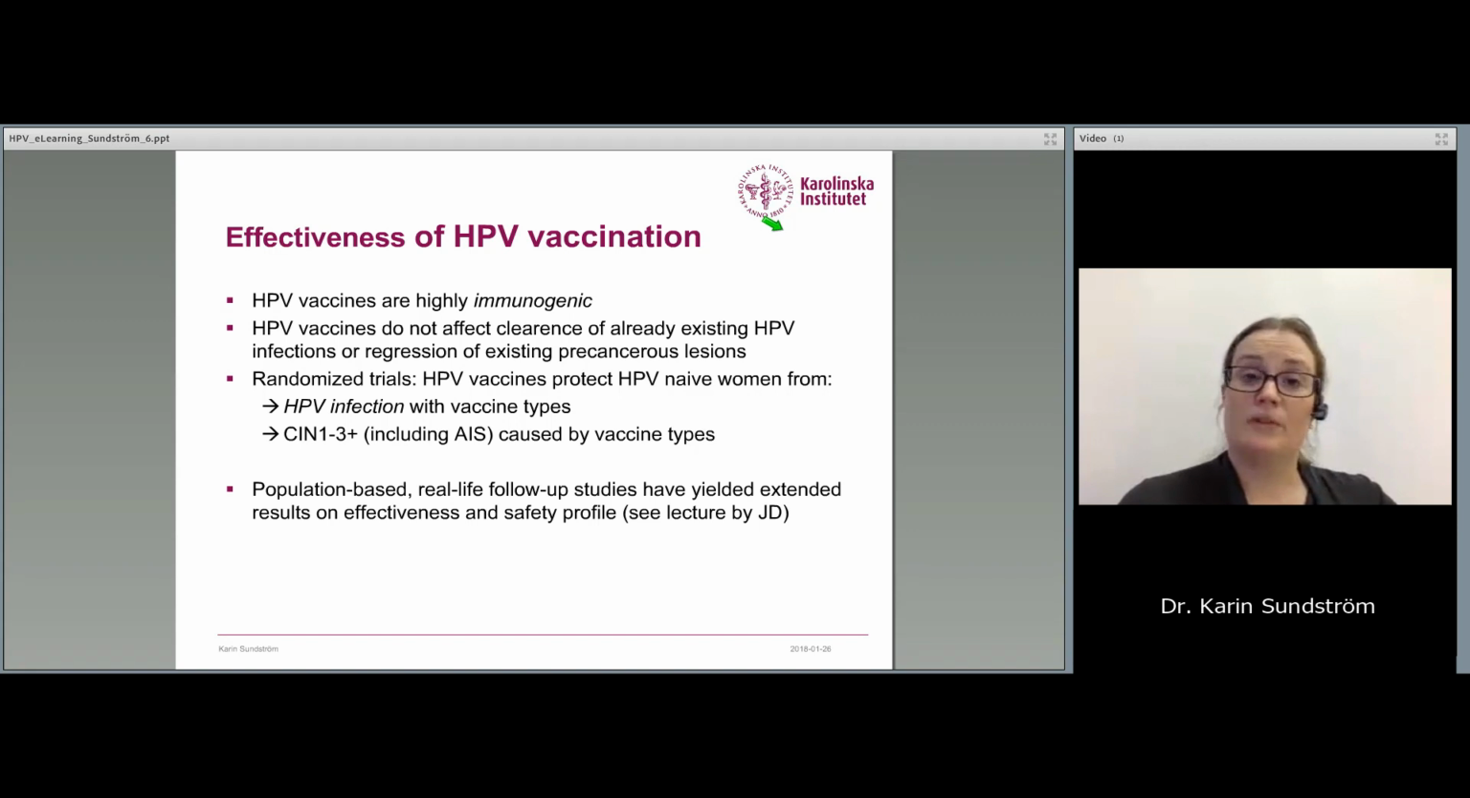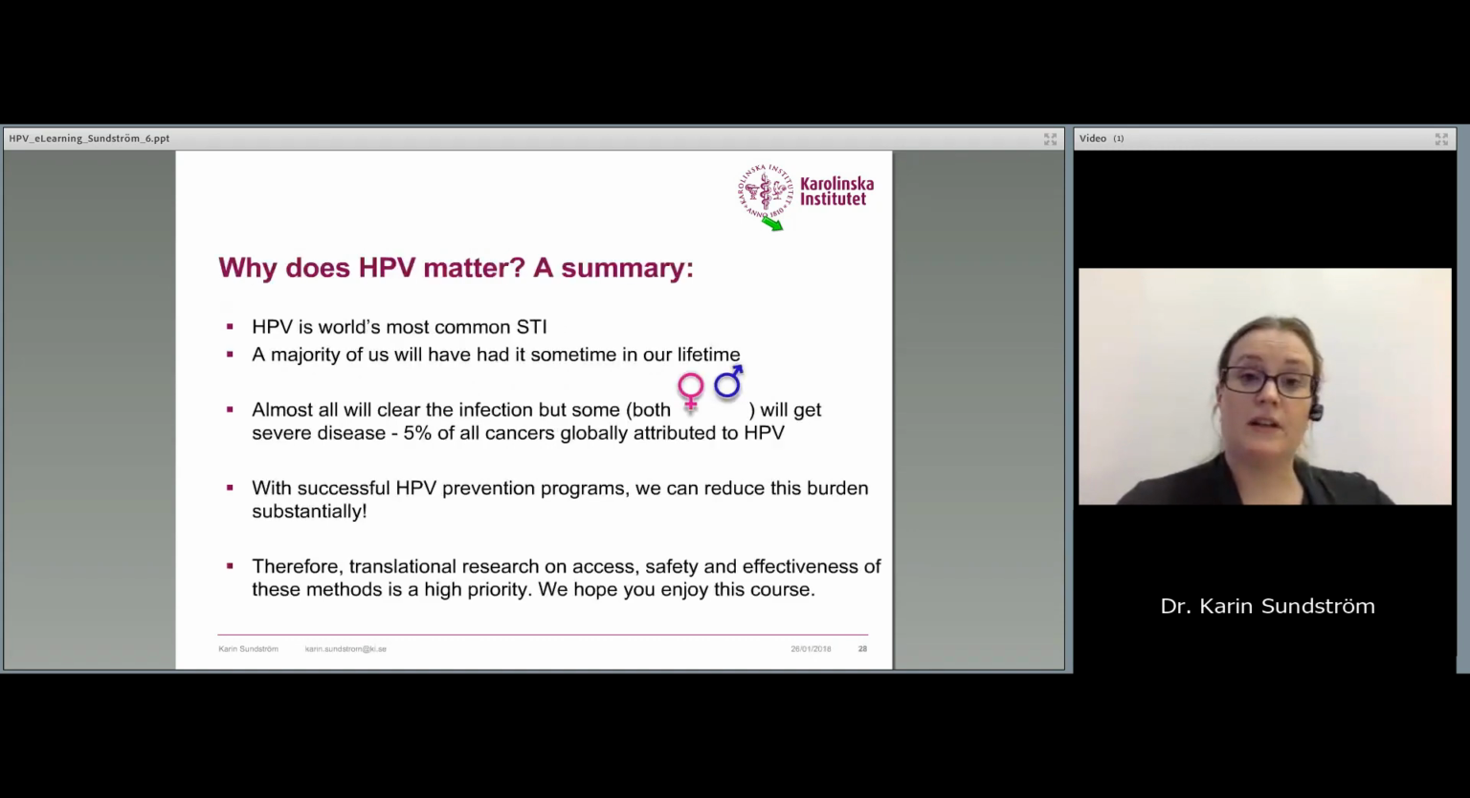And in HPV-naive women, the protection is excellent. In women exposed to HPV previously, there's also good protection, but there one needs to consider, depending on population, age group, etc., some different estimates of where the protection lies. But for HPV-naive women, it is very, very good indeed. There have also been a number of population-based so-called real-life studies that have yielded extensive results on effectiveness and safety, extending the findings from randomized clinical trials. And I would here refer you to the lecture held by Professor Joakim Dillner towards the end of the course.